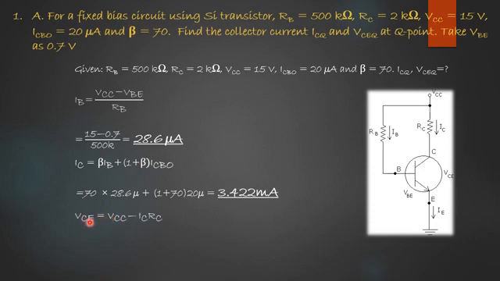And finally we have to also find out VCE, the collector to emitter voltage, which is nothing but VCC minus IC RC. The substitution gives us the value of VCE to be 8.156 volts. Having found the values of IB, IC and VCE, we can plot on the output characteristic where exactly the operating point lies.